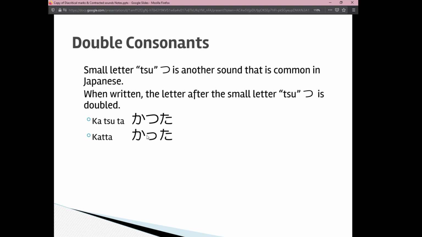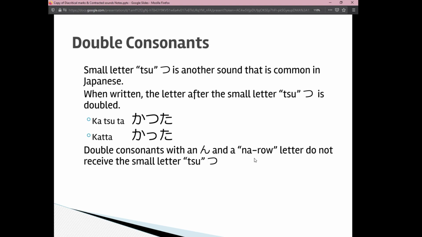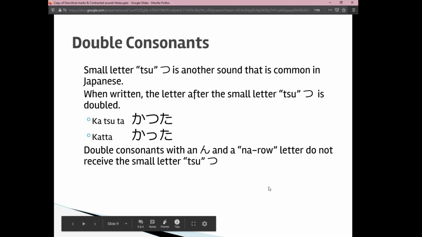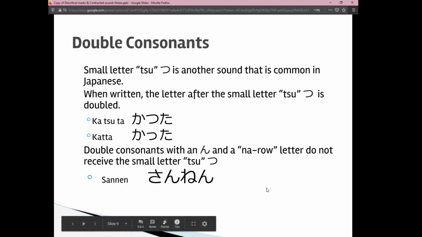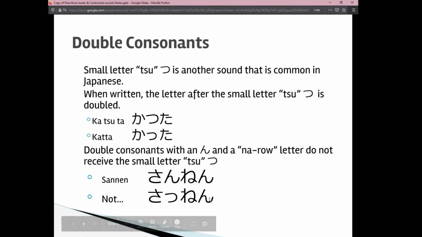You can also think if this is a rock in the road and you trip over it, and you're like, oh, I'm tripping to get to that next character. So katta. Instead of katsuta, I'm saying katta. It's cutting this really short to rush to that second character. Double consonants with an n and a na-row character do not receive the small letter tsu. You just won't really see it. So for example, sannen, you won't see sa-tsu-nen. Sannen is a thing that can happen. Sa-tsu-nen is not a thing that would happen.